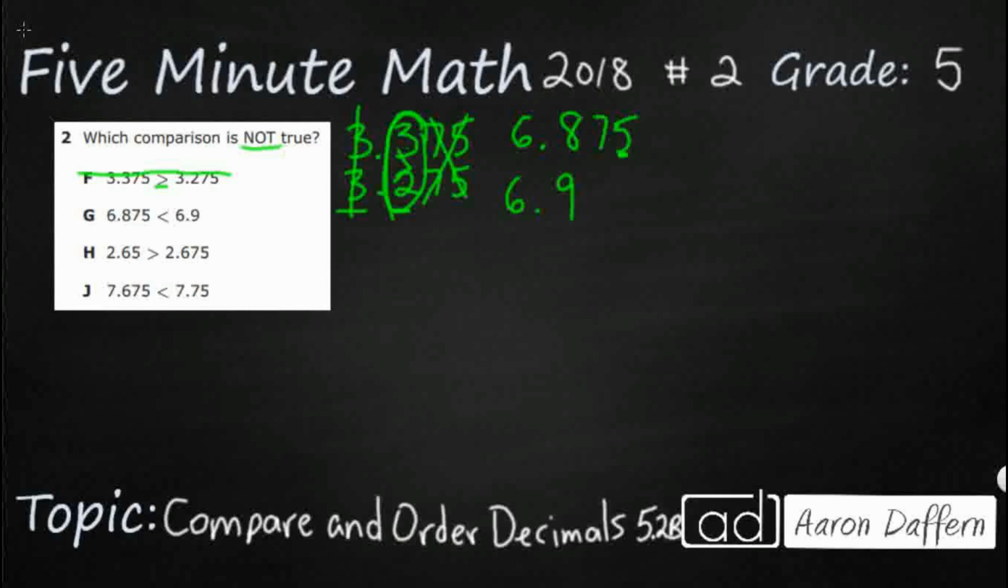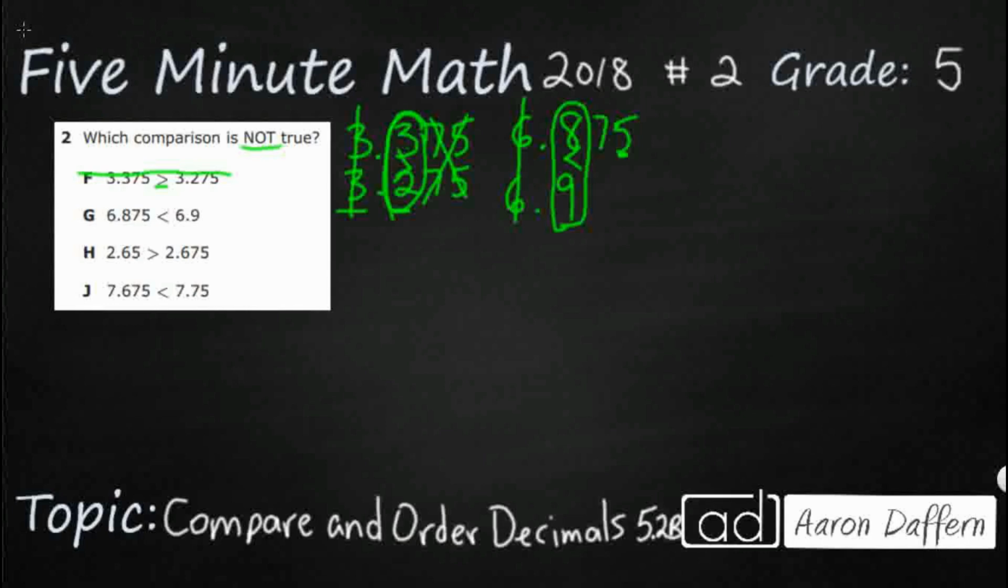But let's use the same thing here. Let's say we've got our ones place. That's exactly the same. We are going to look here at our tenths place, and you see we have a difference here. So we don't really need anything after that. And we see that 8 is less than 9. 8 is less than 9.